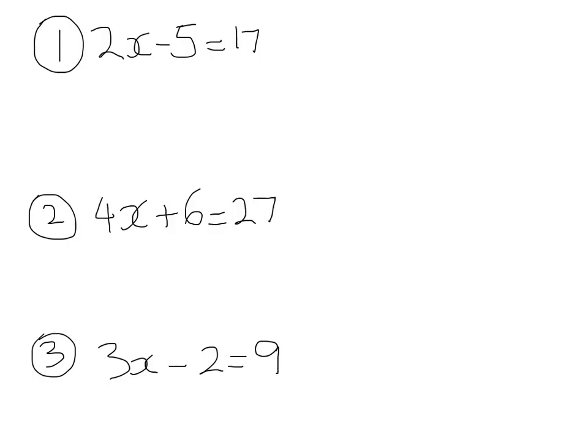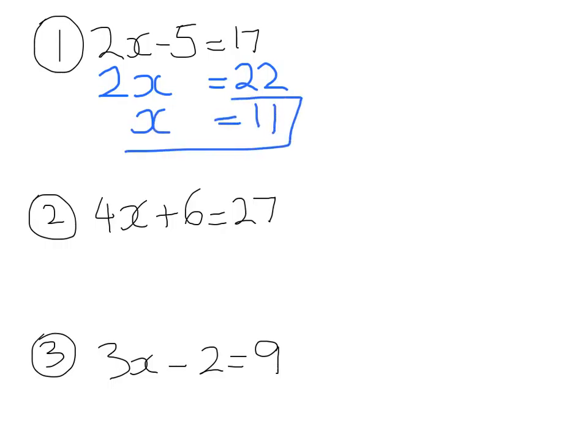Alright, so this first one, 2x take away 5 equals 17. Step 1 is to add 5 to both sides. So we'll get 2x equals 22. Next step is to divide both sides by 2. So x equals 11. Right, so that's my answer. Now, I can check that that's right by looking back to my equation and saying 2 times 11 is 22, take away 5 gives me 17, so that's right.